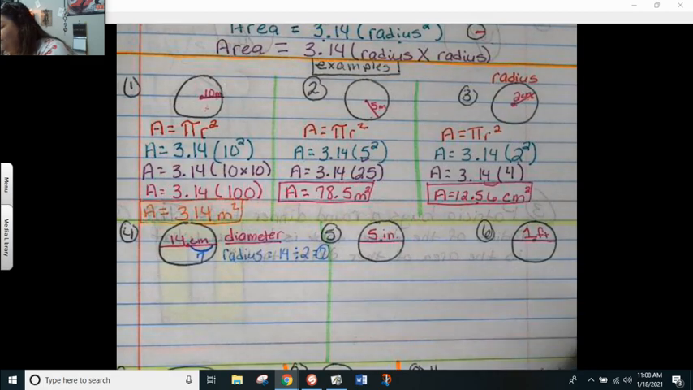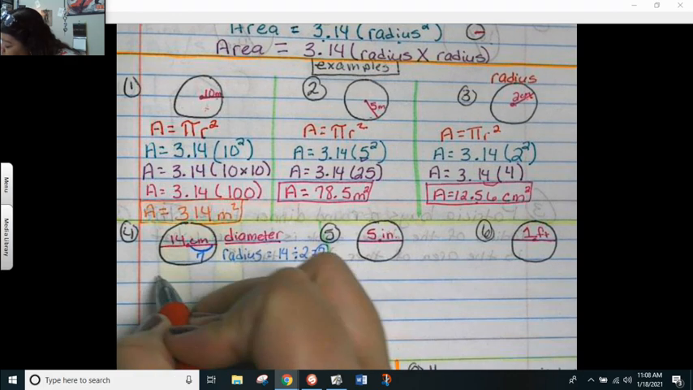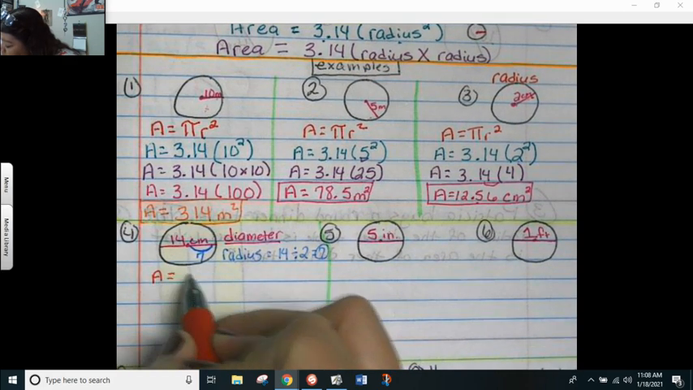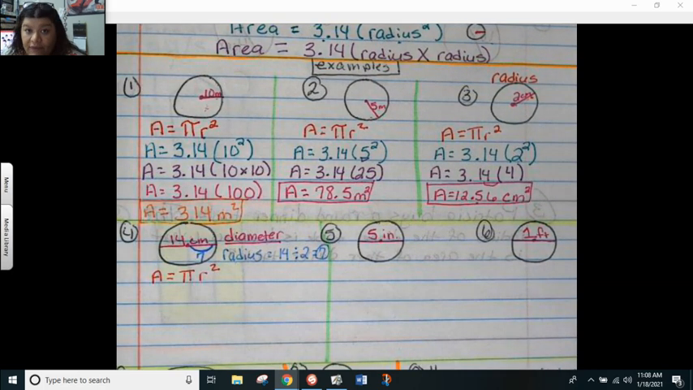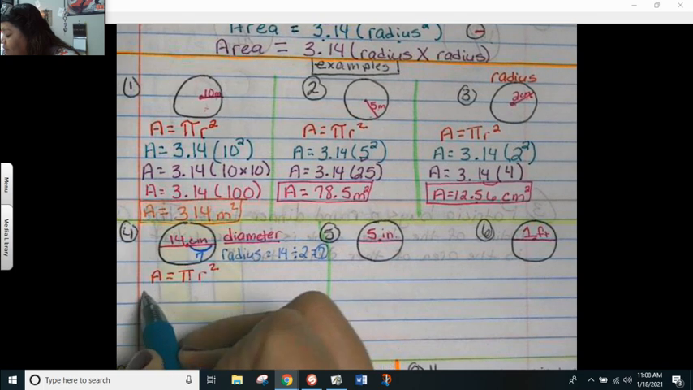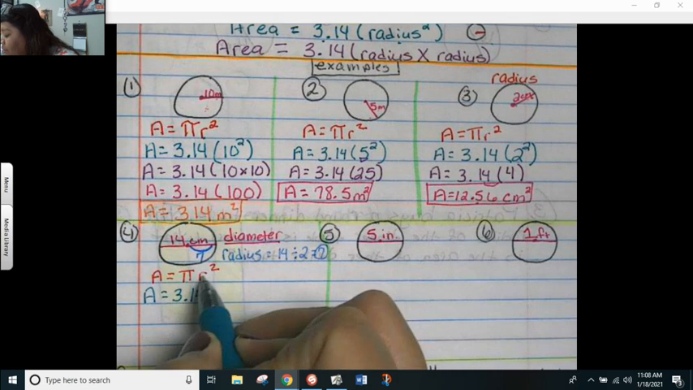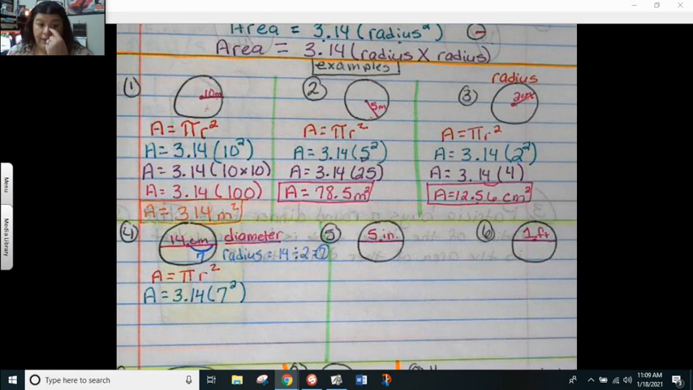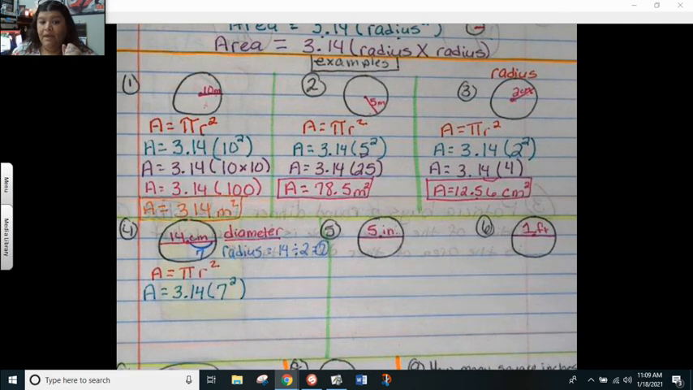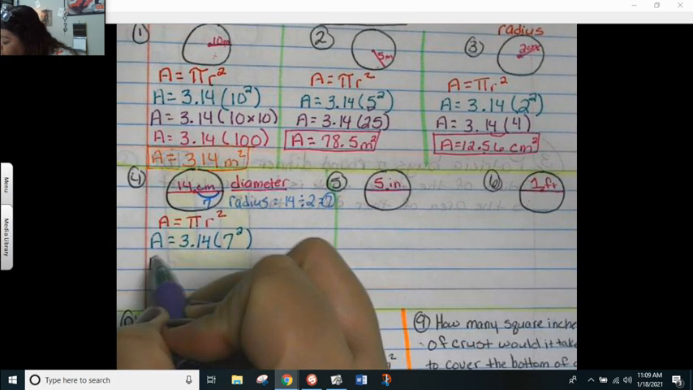Okay. Now that I have the radius figured out, I can use my formula. So first line is always going to be the formula. A equals pi radius squared. And now that we've figured out the radius, I'm going to plug in the correct numbers. Pi is always 3.14 right now. Radius, we figured out, is 7. So 7 squared. Okay, 7 squared. Got that? Now we're going to do our exponent first.